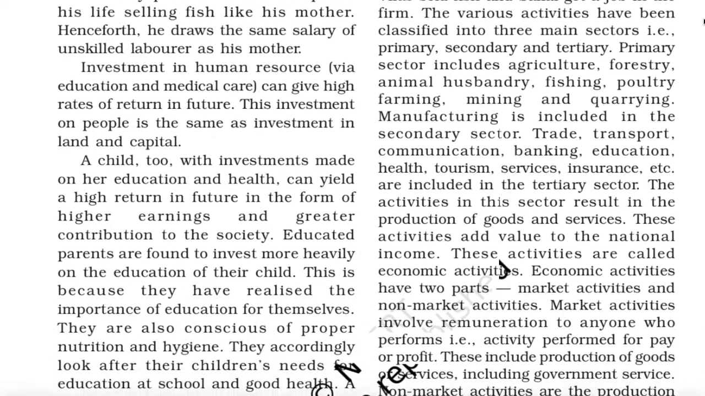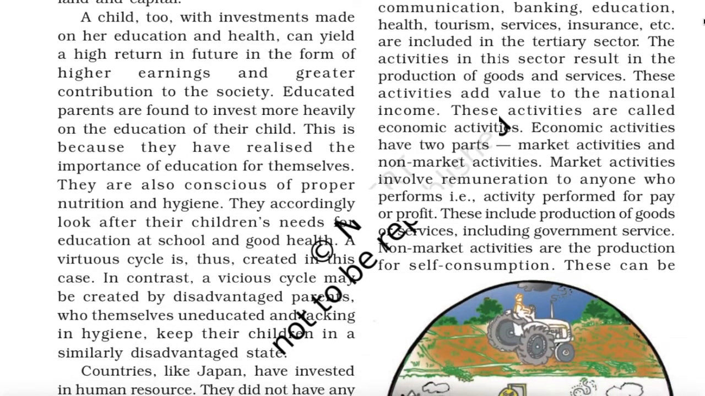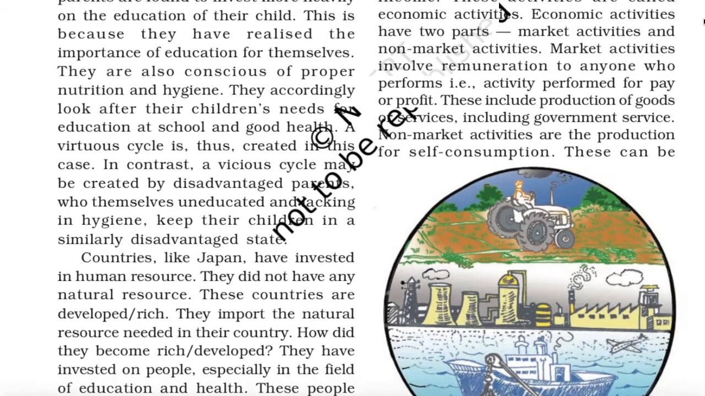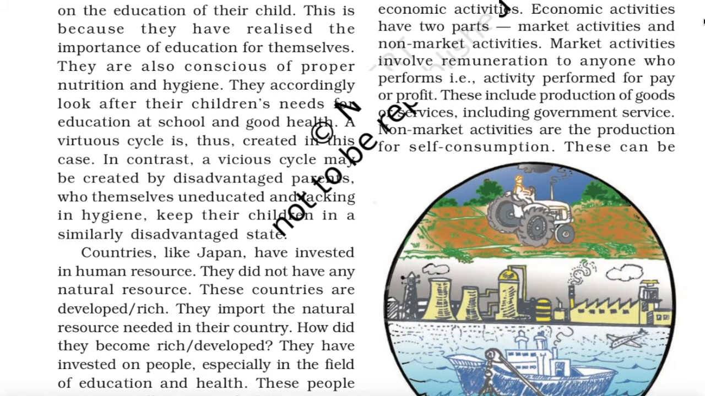Educated parents are found to invest more heavily on the education of their child. This is because they have realized the importance of education for themselves. They are also conscious of proper nutrition and hygiene. They accordingly look after their children's need for education at school and good health. A virtuous cycle is thus created in this case.